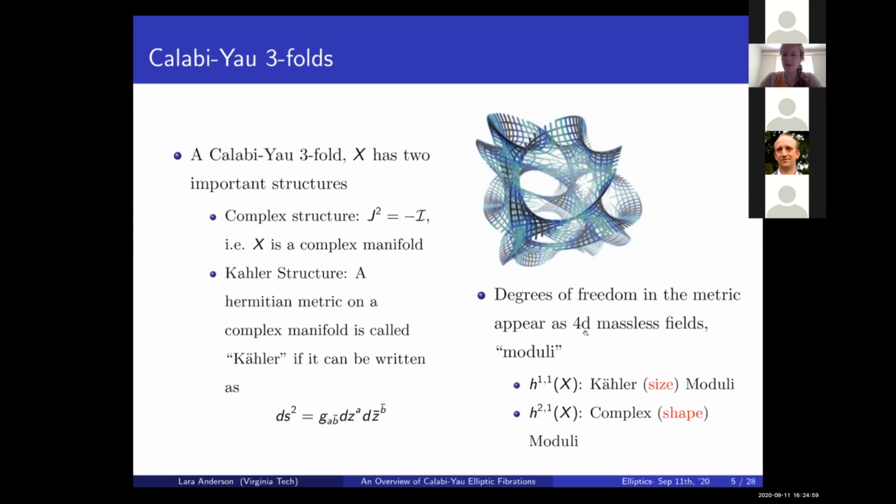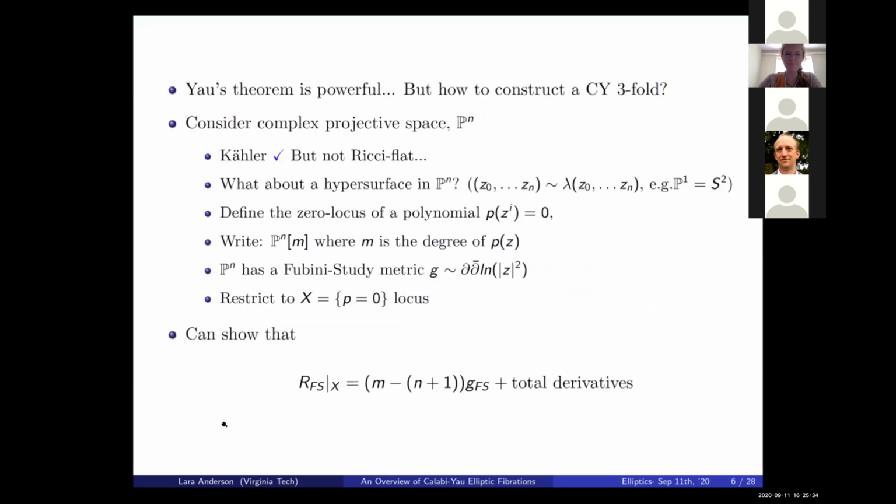These degrees of freedom in a string compactification would appear as 4D massless moduli of the theory. Wiggles of the metric would appear as 4D massless scalars. And the number of those would be counted by the Hodge numbers of the manifold. Again, this has been mentioned in a variety of talks. For our purposes today, this is only really important in that it allows us to characterize one Calabi-Yau by talking about these topological invariants. The H11 and H21 moduli characterizing the size and shape moduli of the geometry. Okay, so there is a few broad brushstrokes of Calabi-Yau threefolds.